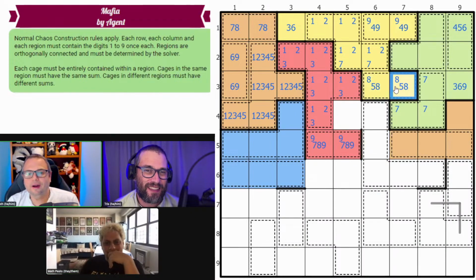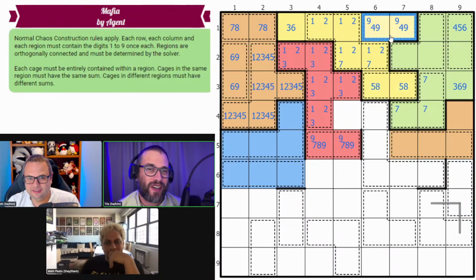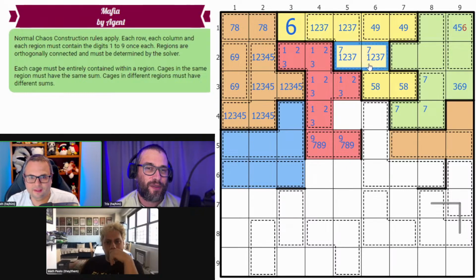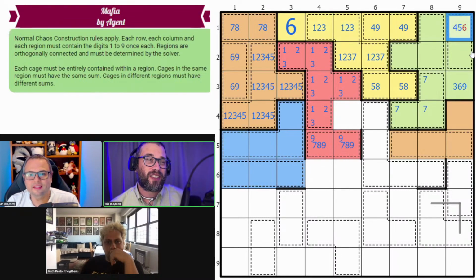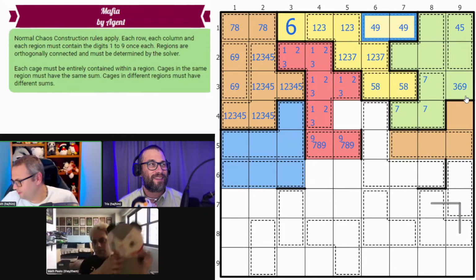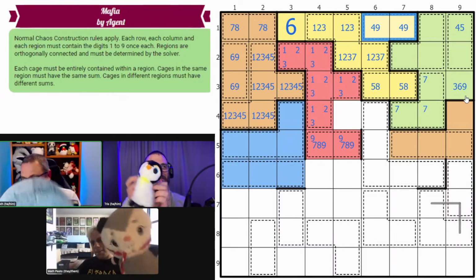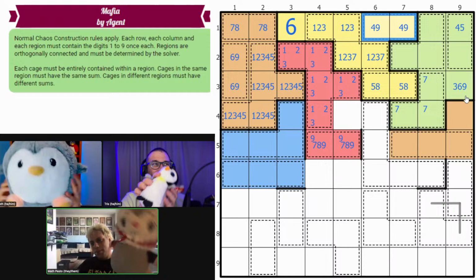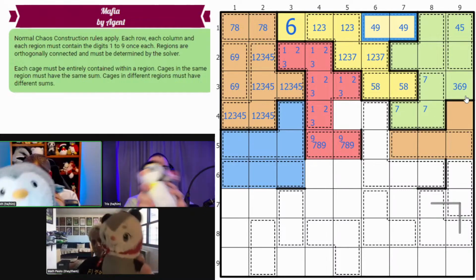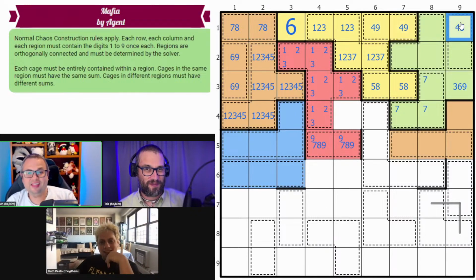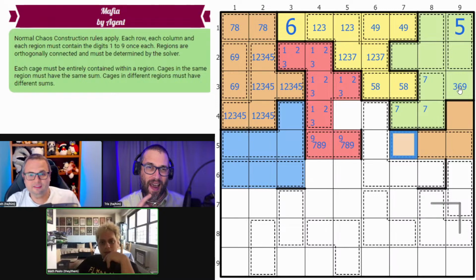Let's see. Okay, and so this is the 13. So the 4 cell is 1, 2, 3, 7. So this is 1, 2, 3, 6, 7, and that is a 6. 7's in row 2, so these aren't 7. And we do get another one. Yes, we do. Thank you, Zach. And so that has become a 5. This has become 9, not a 6.